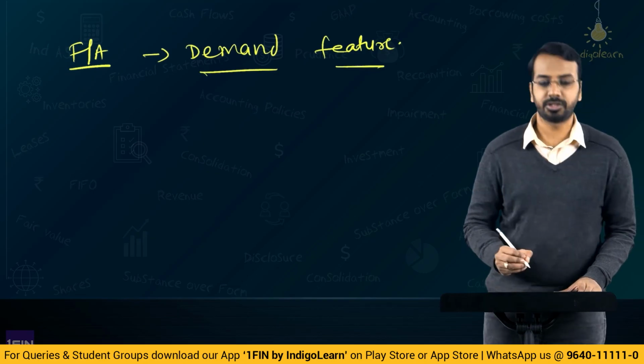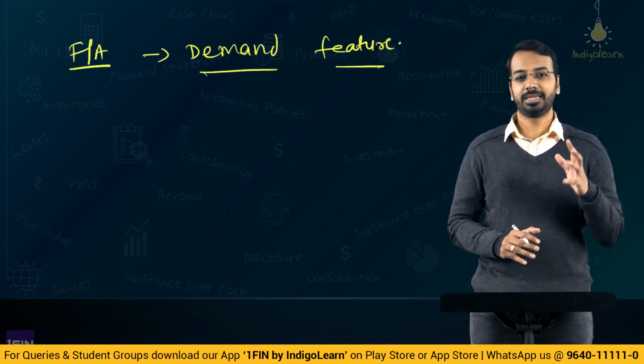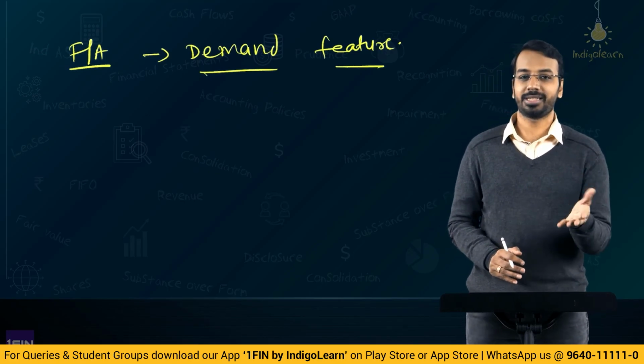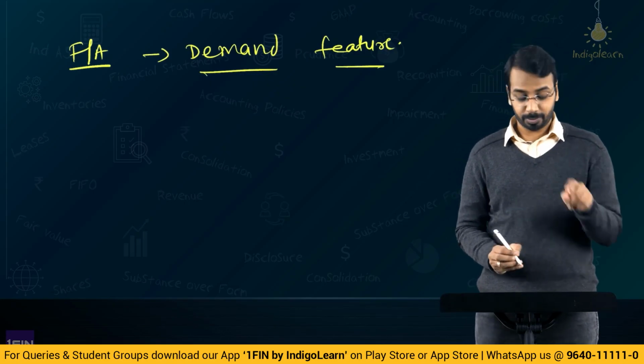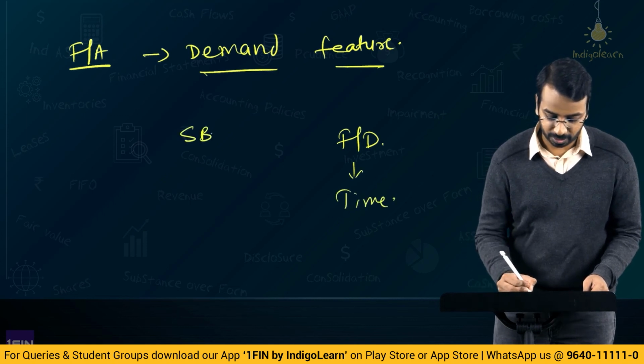Now, what is this demand feature? If you have an account with a bank, you are depositing some amount in the bank, then you can go to the bank and demand withdrawal anytime, right? Your savings account or current account, all of these are demand deposits. These are not time deposits. Time deposits are your FDs. These are time based. But if you have a savings bank account, these are demand deposits.